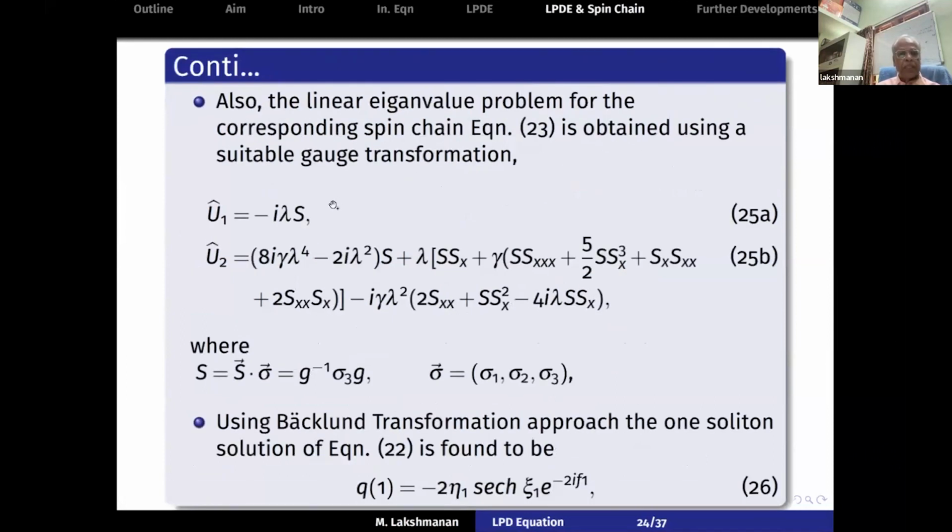Similarly, for the spin chain, one can identify the corresponding eigenvalue problem U1 equal to minus i lambda S, where S is S dot sigma, and sigma is the Pauli matrix, sigma 1, sigma 2, sigma 3. Similarly, for the time evolution part, you have U2 in this particular form. And once you have this, you can carry out an inverse scattering analysis, or you can carry out a Backlund transformation, or a Darboux transformation, and so on.